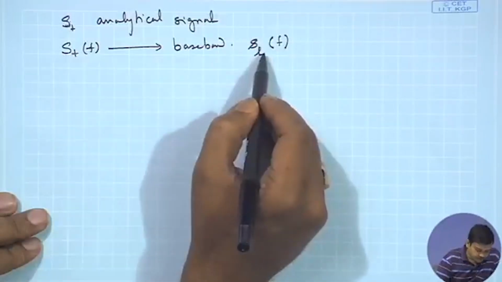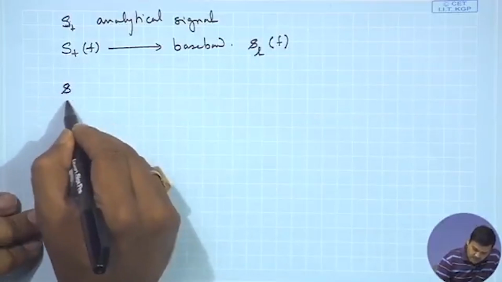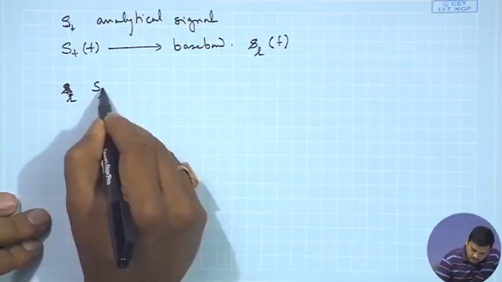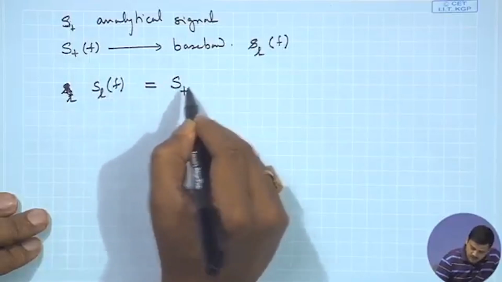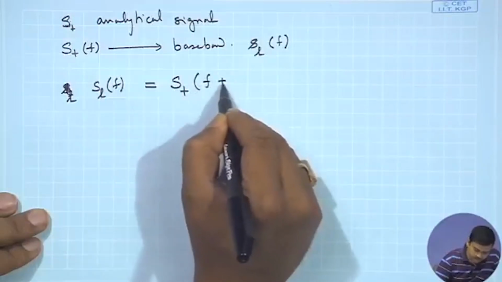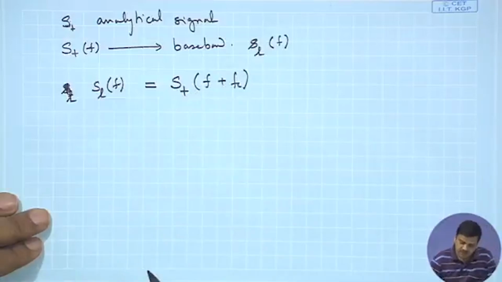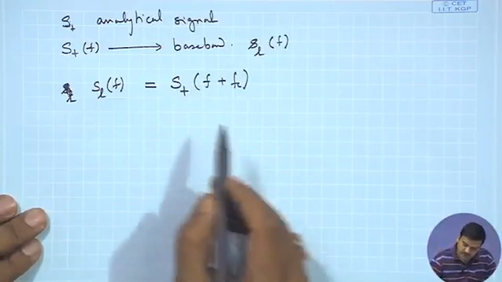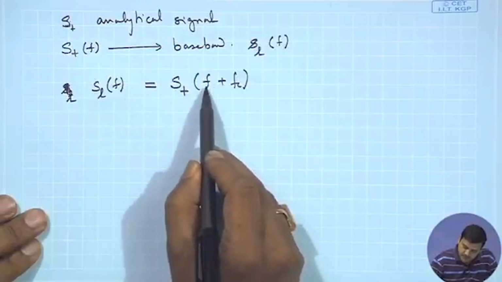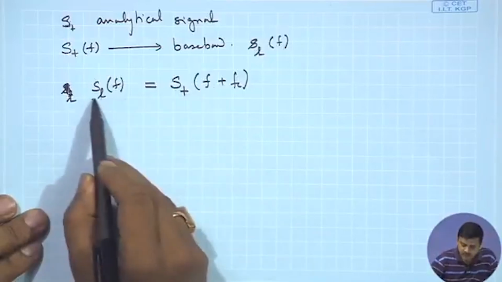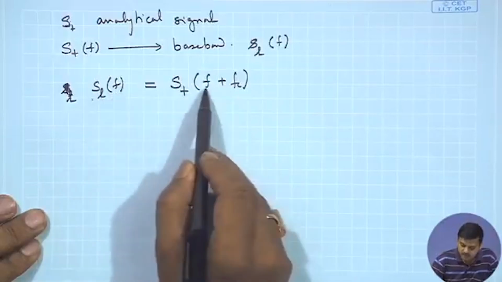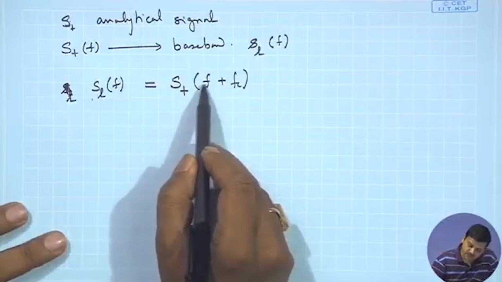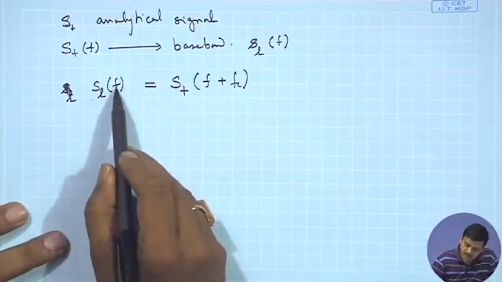That is what we are talking about. So, we could write S_L of f is equal to S_plus of f plus f_c. This is nothing but the frequency translation. So, if you put f is equal to minus f_c, we are going to get S_L of 0, right. If f is equal to f_c, you are going to get S_plus of 0, and so on and so forth.